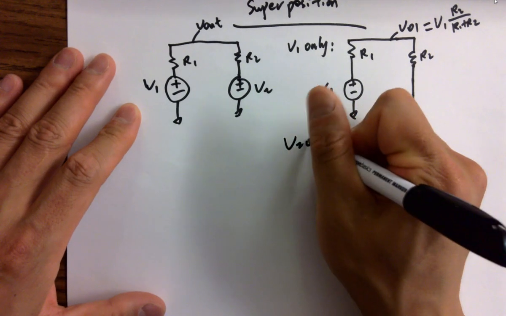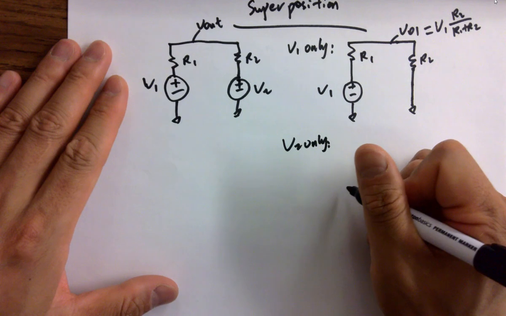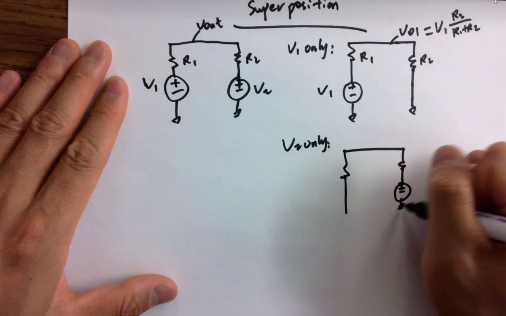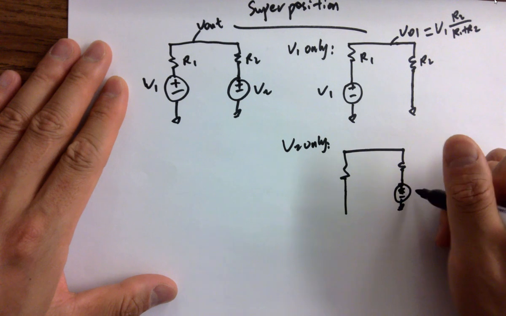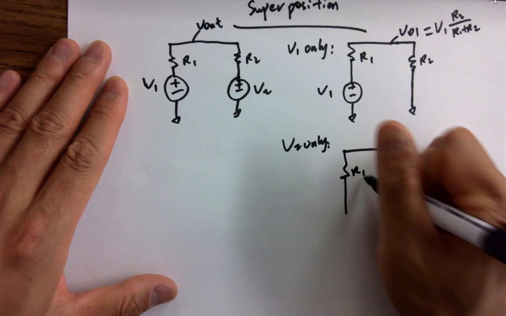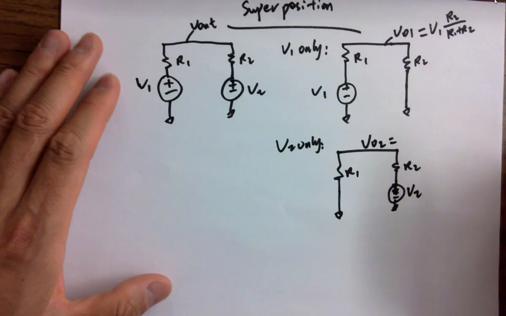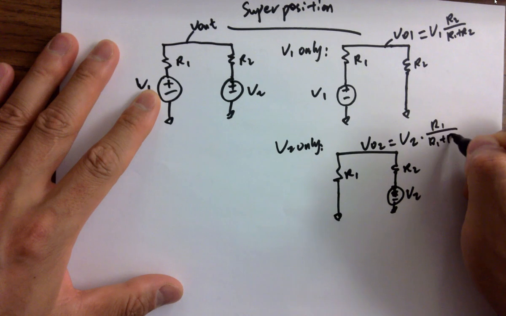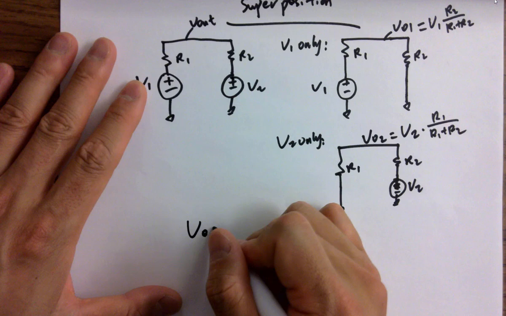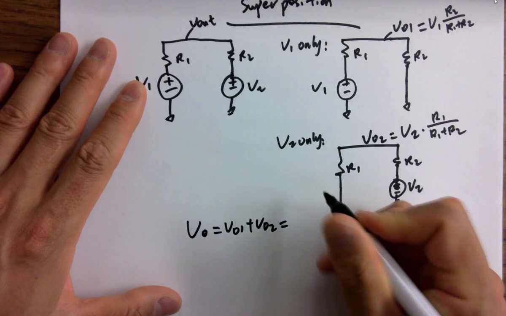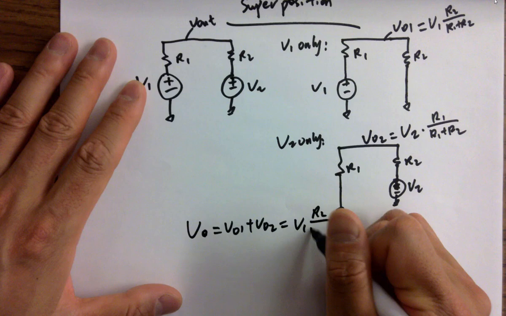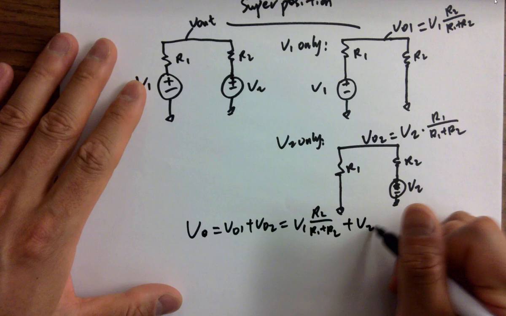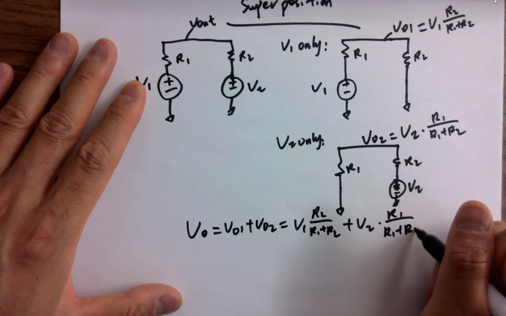And for V2 only, we short this one and get a resistor here, and only V2 is applied. V2, R2, R1. VO2 equals V2 times R1 over R2 plus R1. Yep. So VO in total equals VO1 plus VO2, which is V1 times R2 over R1 plus R2, plus V2 times R1 over R1 plus R2.